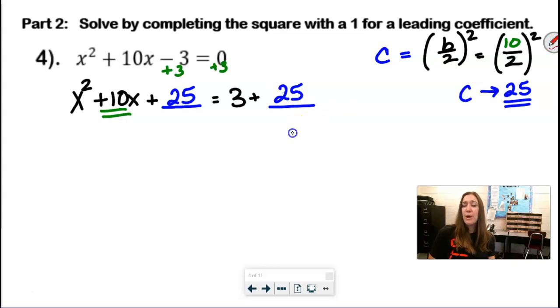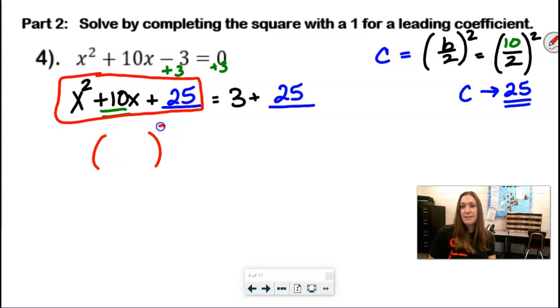And I know you're asking, why? Why did I do that? Because look what we're about to do. You purposely put that 25 right here, so that this trinomial is now a perfect square trinomial, and you can write it in its factored form. So this becomes x, and then half of b would be a positive 5. Isn't that nice? Now on the right side, 3 plus 25 is 28.